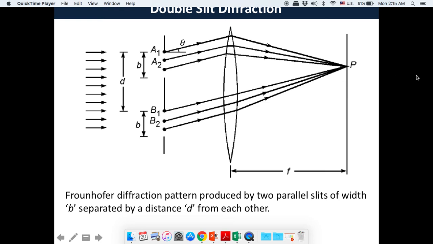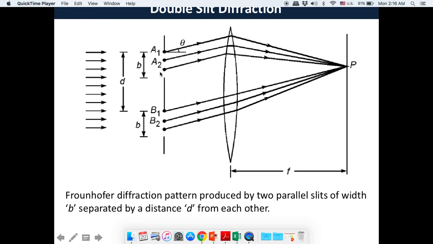Dear students, today we will talk regarding the double slit Fraunhofer diffraction. Fraunhofer diffraction pattern produced by two parallel slits. The width of slits is b and it is separated by the distance d.